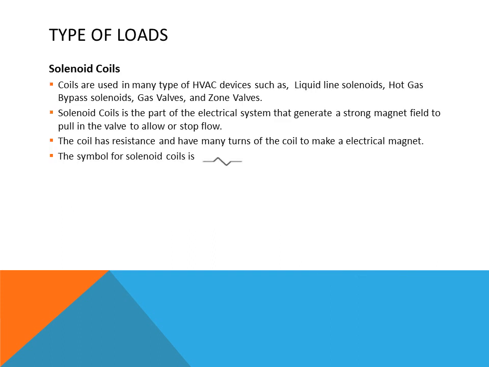Solenoid coils are loads, and it's very simply just a symbol of a coil. There are many types of solenoids, like hot gas solenoids, liquid line solenoids, or gas valves. Anything that has a coil that generates a magnetic field to pull a plunger up is considered a solenoid. So anything that takes electrical power and does mechanical work is considered a solenoid.